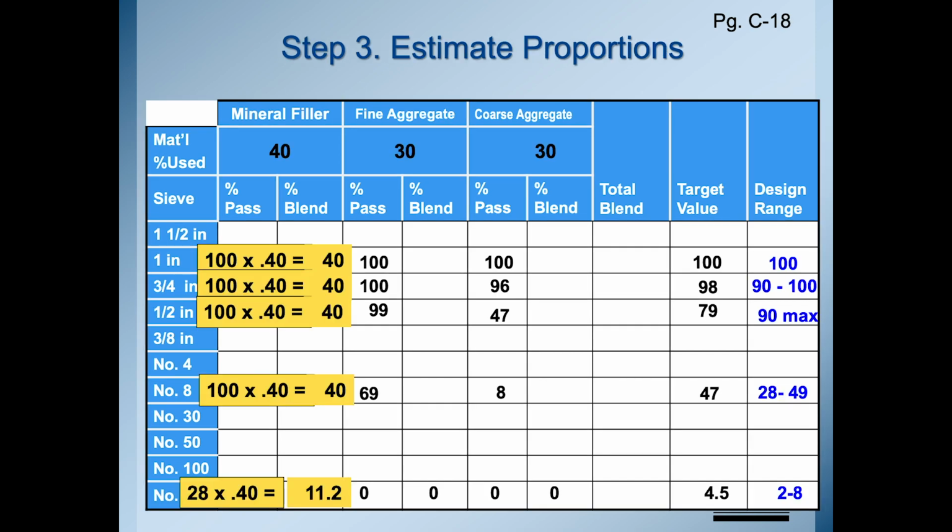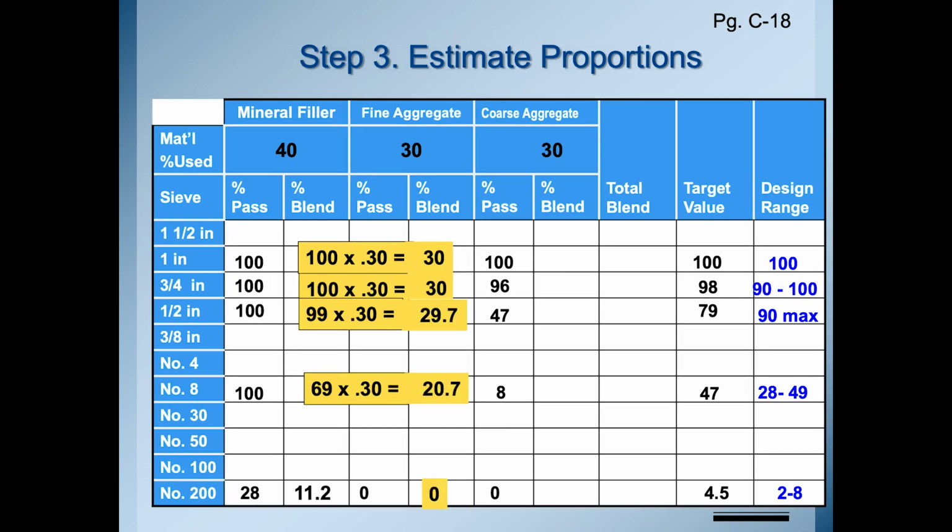So now, it's the same process as we had with the two aggregate system. Now we're doing the three aggregates, so you just have to do it one extra time. So now we'll go down for the mineral filler. You'll see that we had 100% passing all of the sieves with the exception of the number 200 sieve. You multiply those by 0.4, and now you get 40% of the blend for each one of those sieves with the exception of the number 200 sieve, which had 28% passing. Multiply that by 0.4, and you get 11.2. We do that across the line for each one of the materials that you're using.